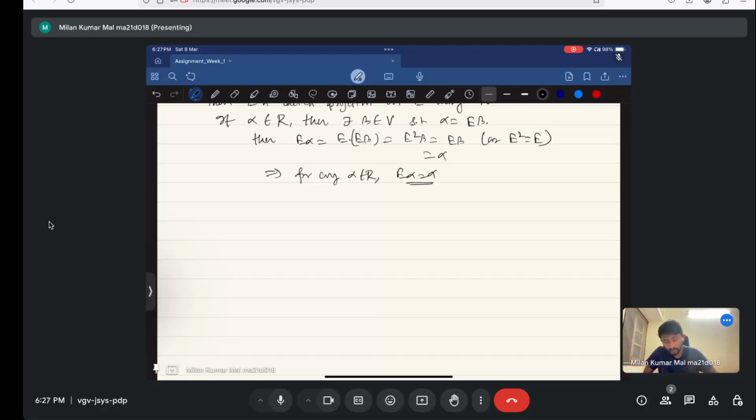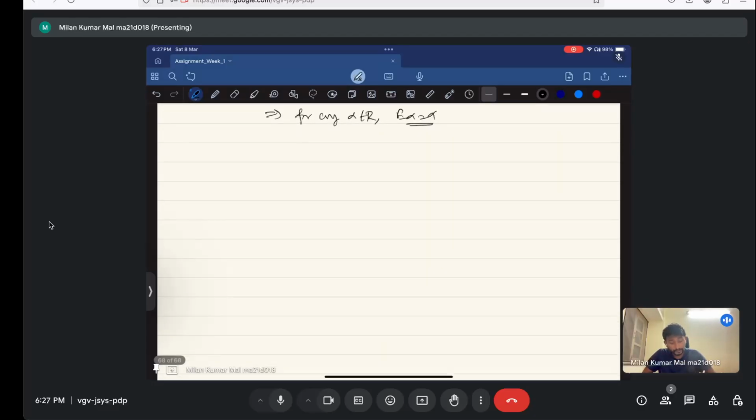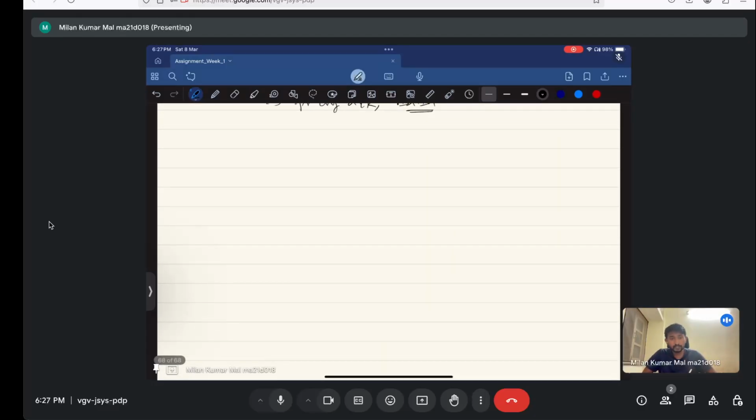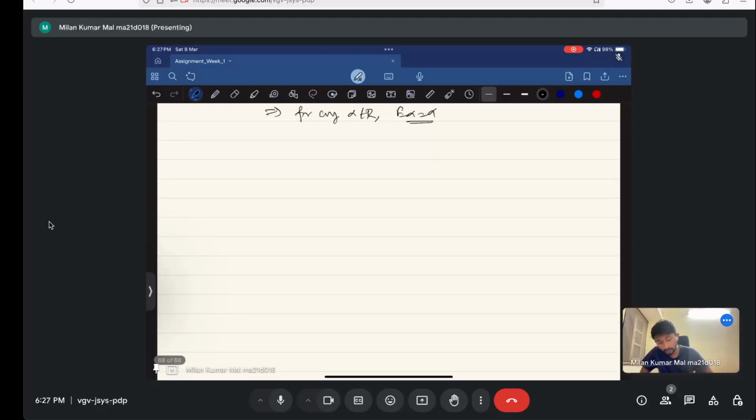Now suppose some information about the projection is given. Then if one wants to find the projection as a linear operator, how can one find it? So this type of problem we will discuss now.